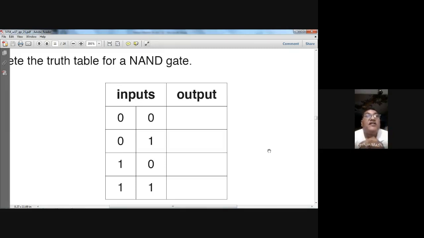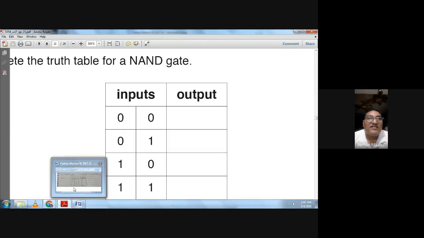For example, if I multiply 0 and 0, the answer will be 0. Invert it, the answer will be 1. So I will write 1 here. Multiply 0 and 1, the answer will be 0. Invert it, the answer will be 1. 1 multiply 0, the answer will be 0. Invert it, and the answer will be 1. 1 multiply 1, the answer will be 1. Invert it, and the answer will be 0. So this is how we write the truth table.